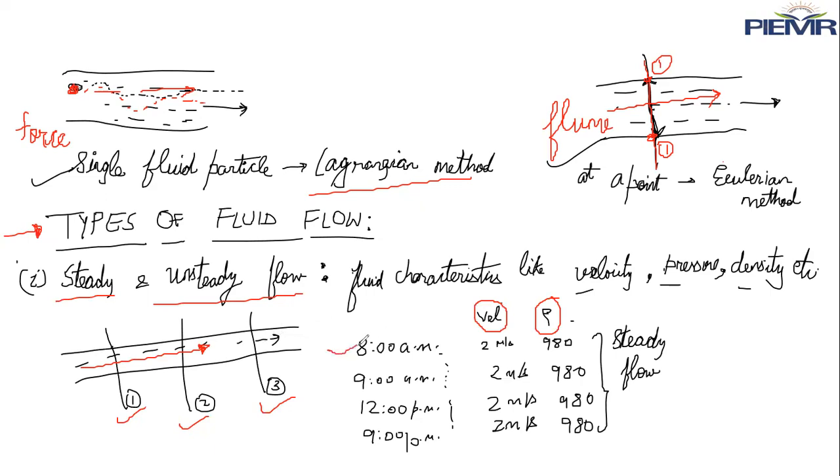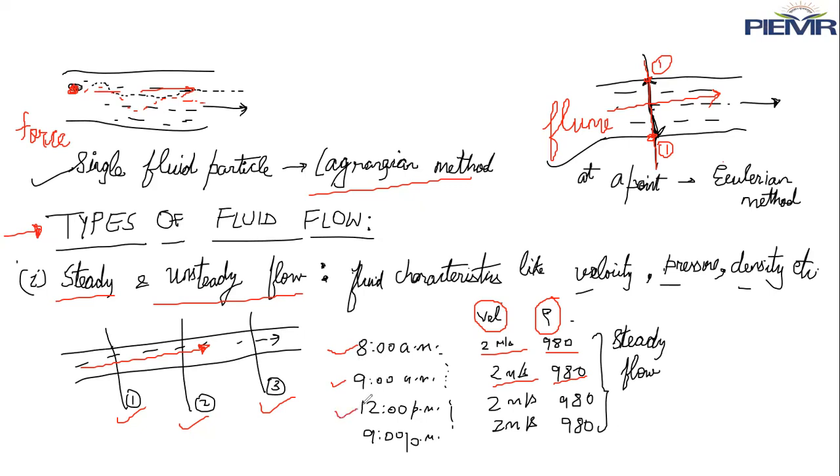The first reading that I take is at morning 8 o'clock. Another reading was taken at 9 o'clock. I observed that at both the times, the velocity came out to be 2 meters per second and the density came out to be 980 at section 1 also, 2 also, and 3 also. This can be measured using sensors, or if you want to find out the pressure difference, one can use manometers, and many such options are available nowadays.